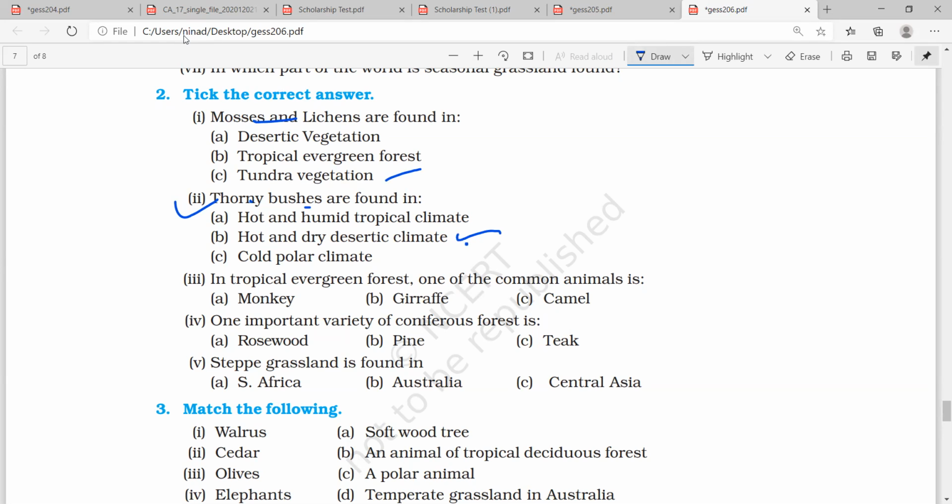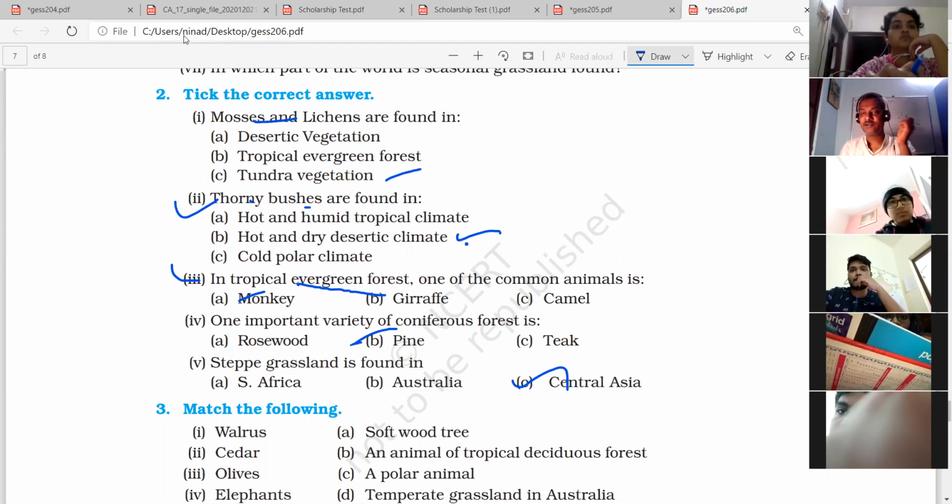Hot and dry desert. In a tropical evergreen forest, one of the common animals is the monkey. One important variety of coniferous forest is pine. Steppe grassland is found in Central Asia.